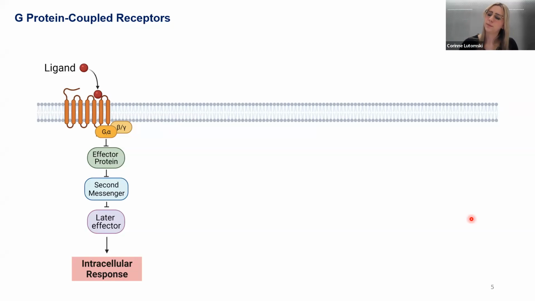If you opened a biochemistry textbook, this is essentially the schematic that you would see. GPCRs are characterized by these 7 transmembrane domains. They have these extracellular bits. The loops are where the ligands will come in and interact. When you have an extracellular ligand binding to this protein, the intracellular, the cytosolic part, will interact with G proteins, which then go off and interact with effector proteins, second messengers, later effectors, and ultimately give you some intracellular response.